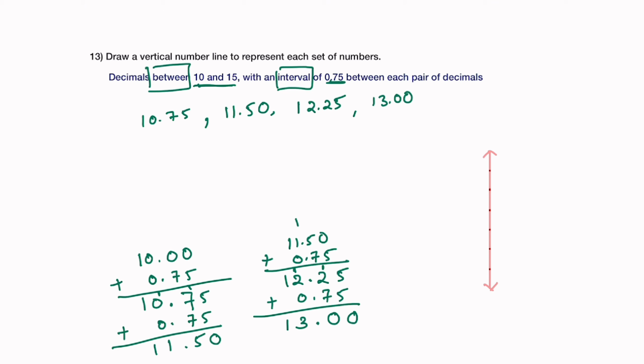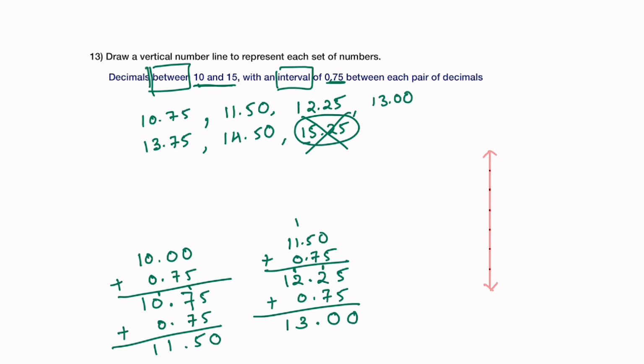Now you see the pattern. We started with 10, so that became 10.75. Now we have reached a whole number again, 13. So next one is going to be 13.75. Next one will be 14.50. Okay, and next one is going to be 15.25. But we said between these two numbers, and this is greater than 15, so we don't include this.